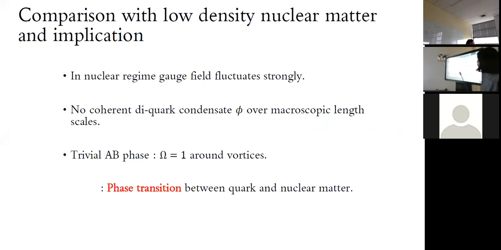So if that's true, then there has to be a phase transition between quark matter and nuclear matter that is detected only by this kind of non-local order parameter.